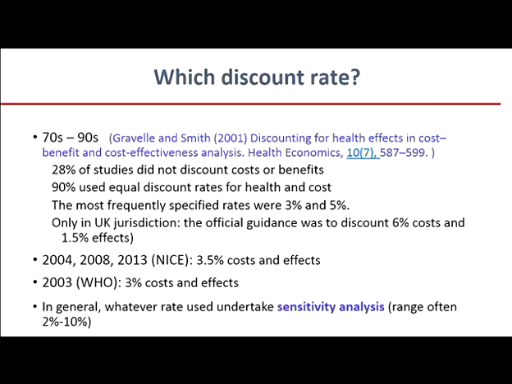Now, these guys did a study on the discounting for health effects in cost benefit and cost effectiveness analysis. And they found a very mixed approach to how each of the studies were done. So they came up with a figure that says that about 28% of the studies did not discount costs and benefits. Okay, you can argue about not discounting outcomes, about not discounting the benefits, but not discounting the costs is a bit not quite right. Okay, the costs, I think they should be discounted, because economically it makes sense. Okay, it's logical. The health outcomes, as we have said, some people might say yes, some people might say no.